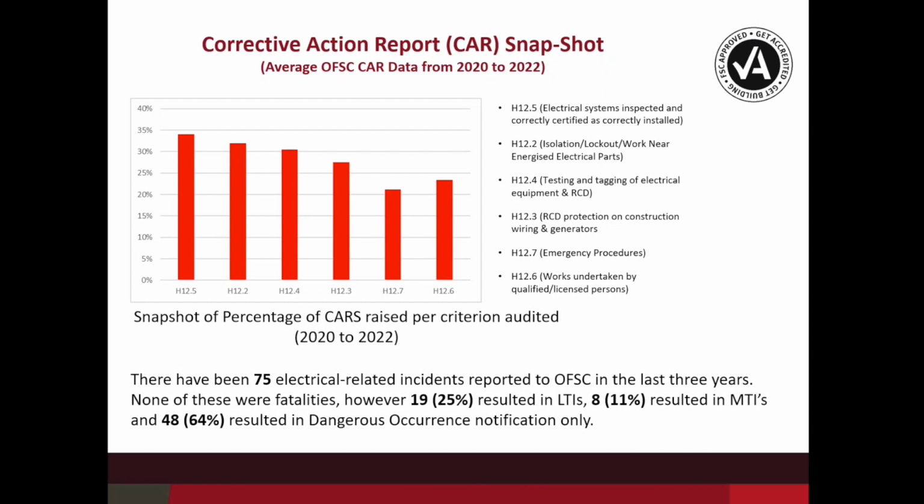In the last 3 years, we've had 75 electrical incidents reported to the OFSC. 25% of those have resulted in an LTI, a lost time injury. 8% have resulted in MTIs, and 48, or 64%, resulted in a dangerous occurrence. So when we get to an electrical related incident, it's very important to understand the detail of the investigations that we would like to see as a result of that.